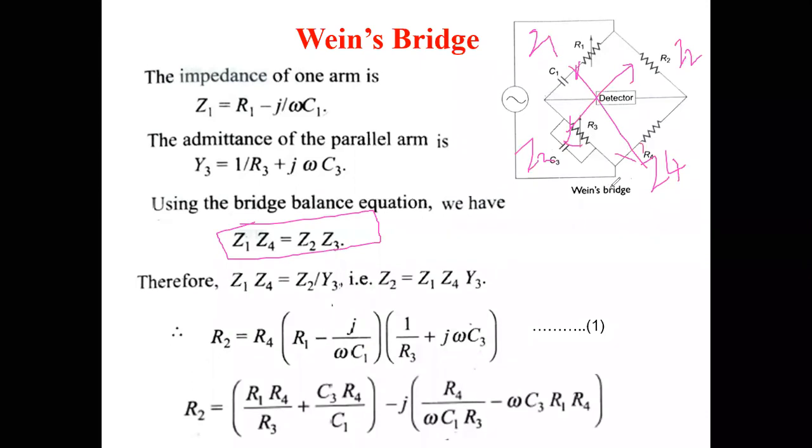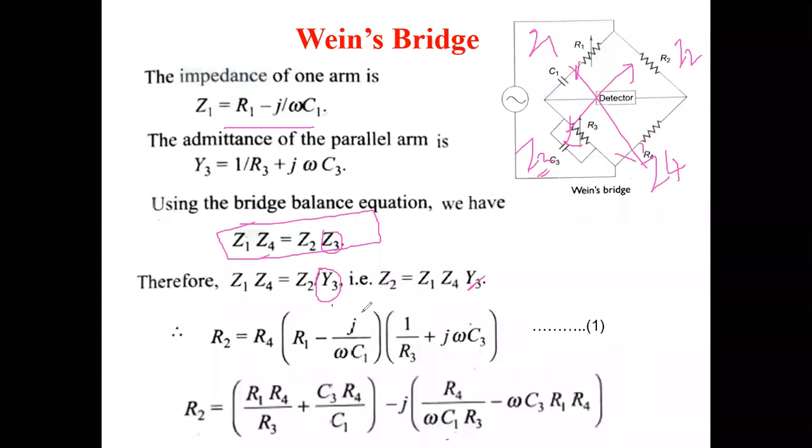In this one, we know the value of Z1, and we know the value of Z2, which is R2, and we know Z4 is R4. In the case of Z3, we have to replace it by Y3, that is, instead of Z3 we are replacing it by 1 by Y3, and therefore Z1 Z4 is equal to Z2 Z3.